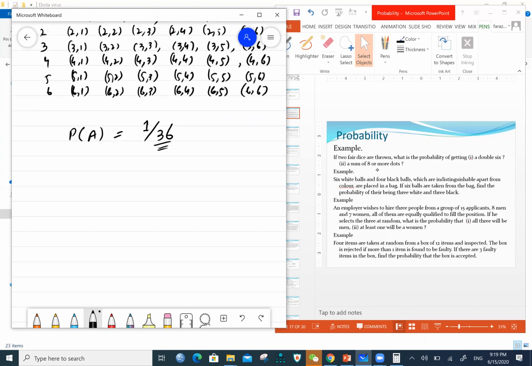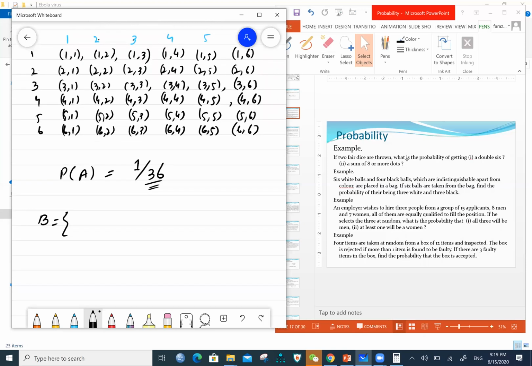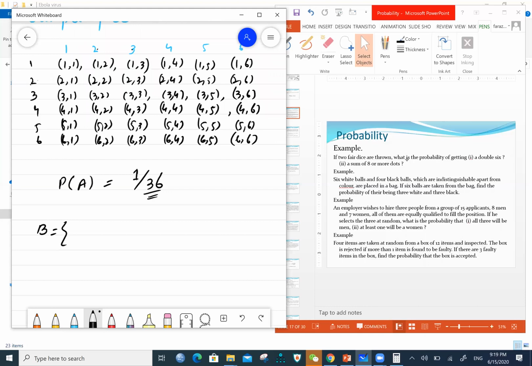Sum of 8 or more dots. So we are getting a sum of 8 from these numbers. If you see, 6 plus 2 is 8, 5 plus 3 is 8, 4 plus 4 is 8, 3 plus 5 is 8, 2 plus 6 is 8. Understand? These are the possibilities we are getting.